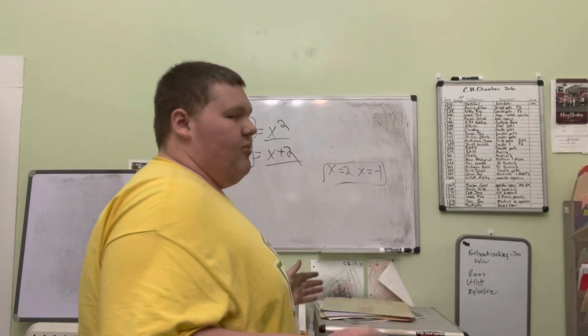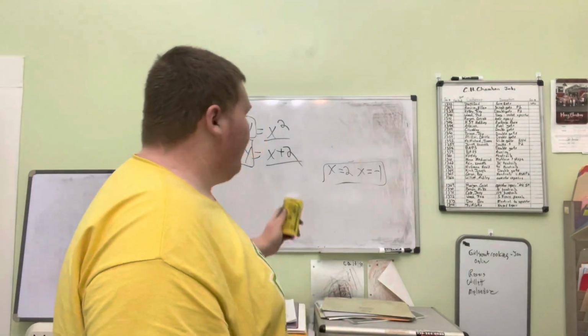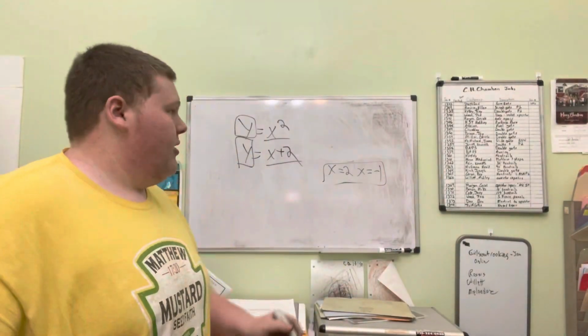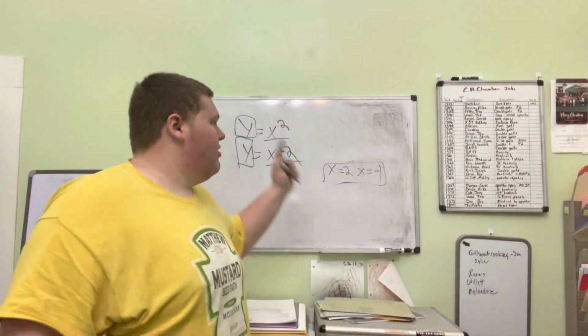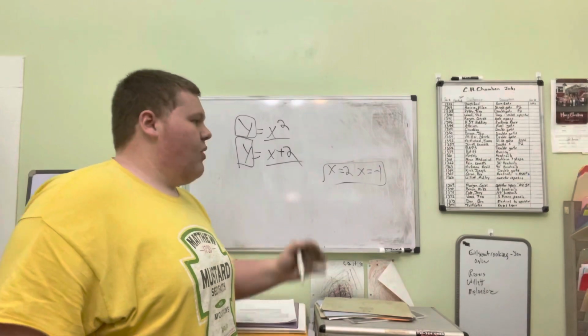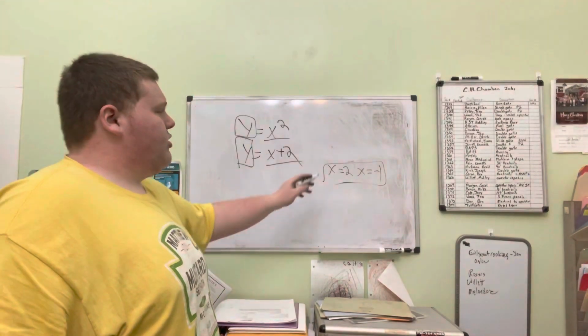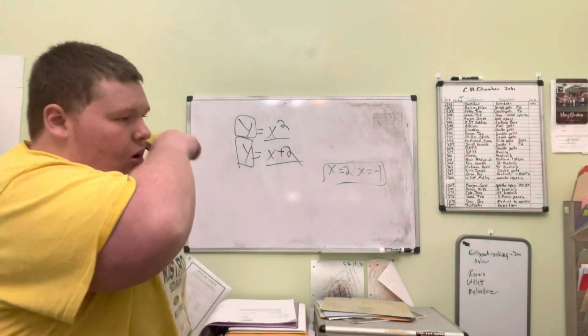All right, so now what do we do? How do we get this y value? Think about it. If x equals 2 and x equals negative 1, that means we can still plug this into these original equations. So we're going to pick one of these equations and plug in the x's.